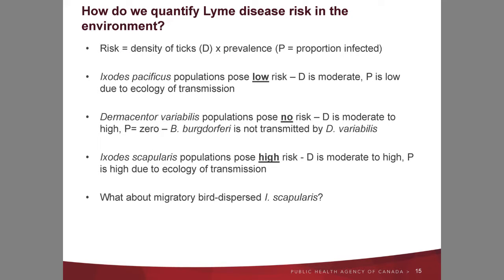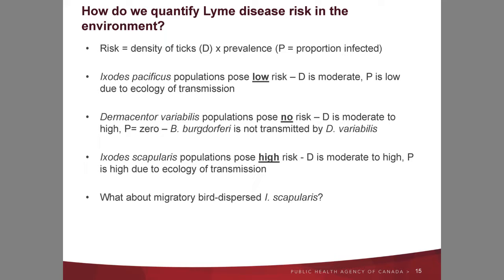With Dermacentor variabilis, occasionally you'll find ticks infected, but once the bug tries to leave the gut of the tick to get to the salivary glands, it's zapped by the tick's immune response. So the actual risk there is low, though there are lots of ticks. People get bitten by these a lot. There are other bugs transmitted by this tick, but not Borrelia. And then Ixodes scapularis, when you've got lots of ticks out there, they're happy to bite us, and there's a high prevalence.